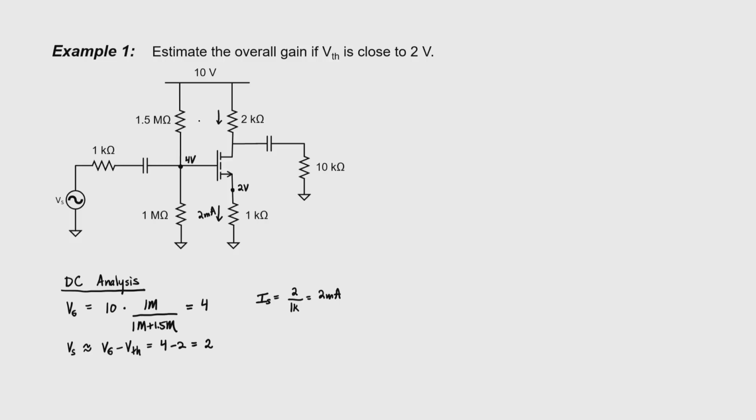That same 2 milliamps is going to be flowing through the drain resistor, and we can use it to find the drain voltage. So the drain voltage is going to be a little bit lower than 10 volts. We only have to find the voltage drop across that resistor. Altogether, that gives us 6 volts. High, medium, and low saturation. That's what we want for a MOSFET. So we can go ahead and proceed to the AC analysis.